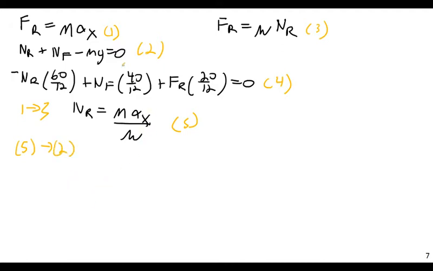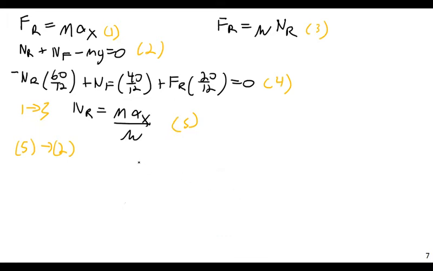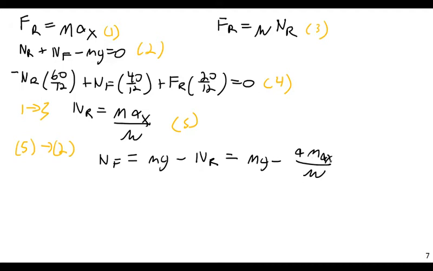So this one into this one. And doing so, I will get that NF, the normal force at the front, is equal to mg minus NR, the normal force at the rear, which is equal to mg minus max divided by mu. Just remember max, max divided by mu.